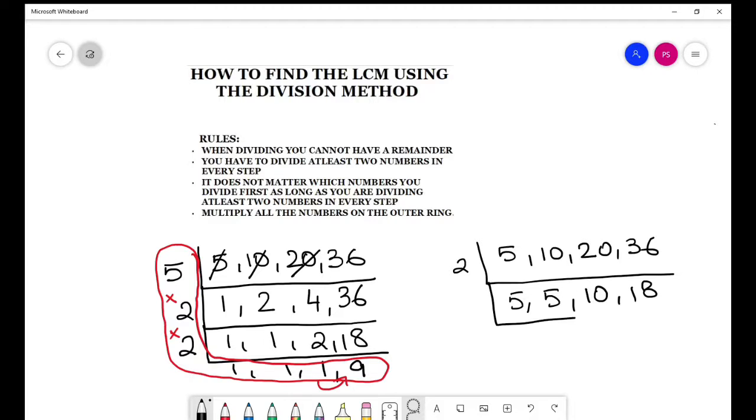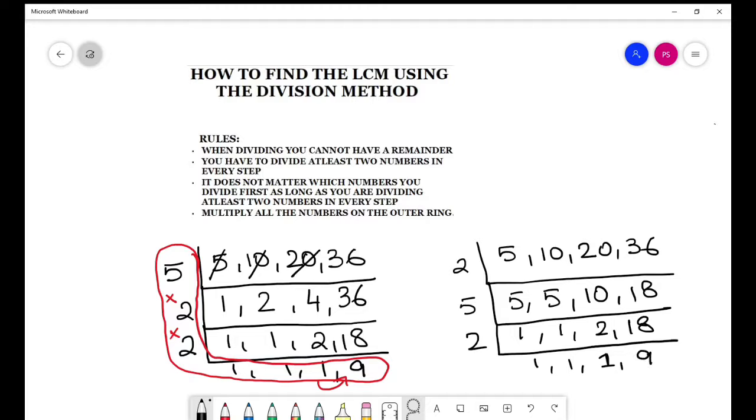In the following step, I can now say, well, let's divide by 5. If I do that, I get a 1, I get a 1, 2, 18. And in this step, let's divide by 2. 1 and 1 stay there. 2 divided by 1 is 1. 18 divided by 2 is 9.